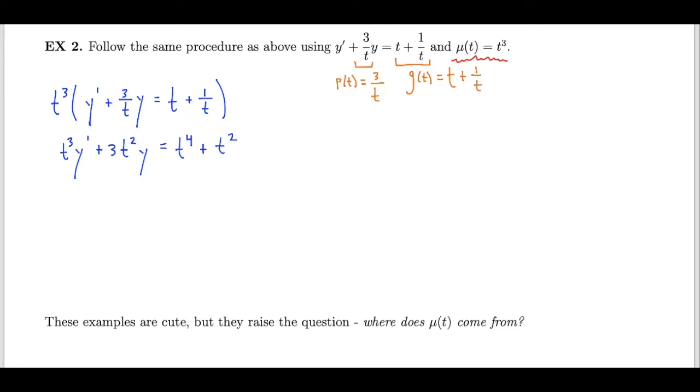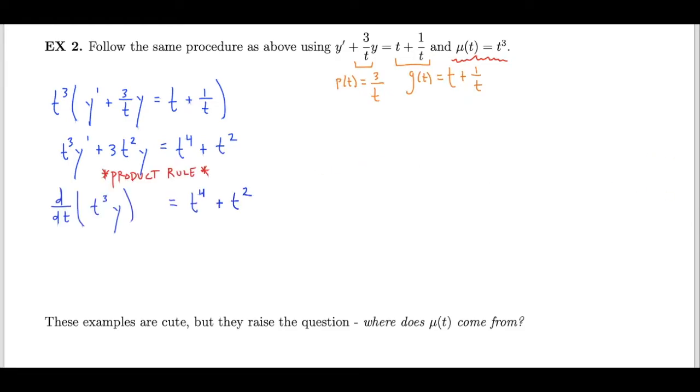Multiplying the entire equation by t cubed and doing some simplification gives me this equation here. And now if I look again at the left-hand side, I've got t cubed times the derivative of y plus 3t squared times y itself, undifferentiated. And so if you think back to what we did on the previous problem, we can recognize that this left-hand side has the structure of a product rule.